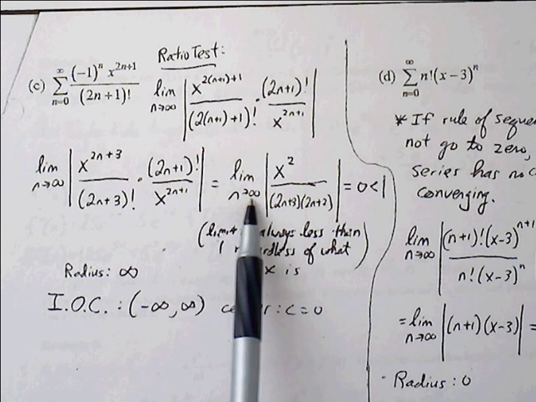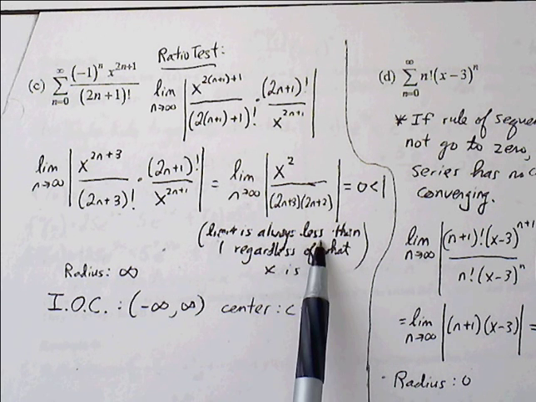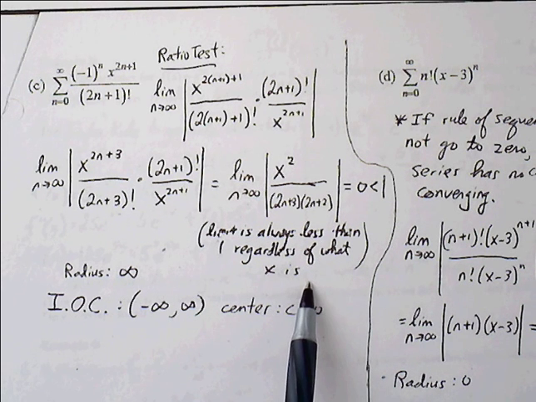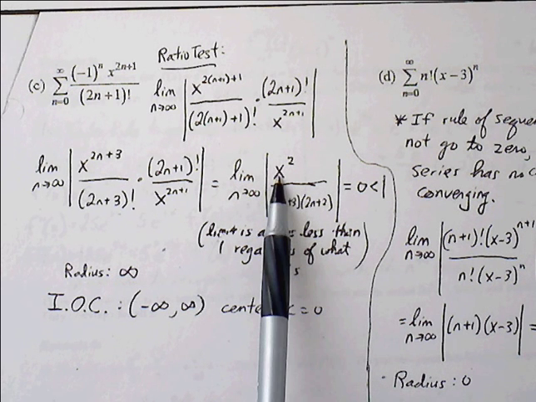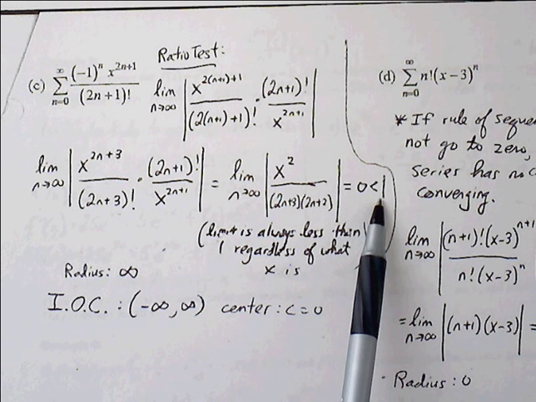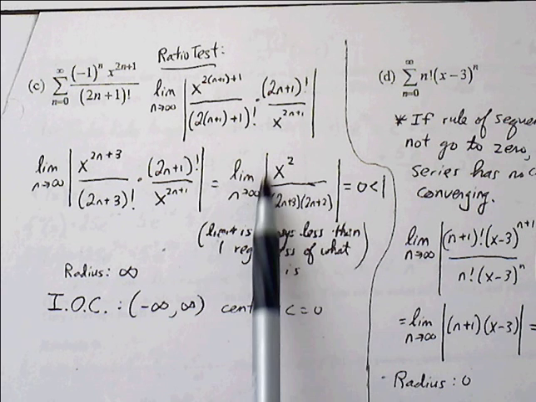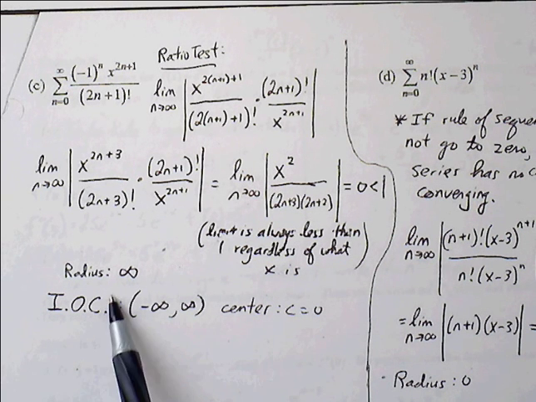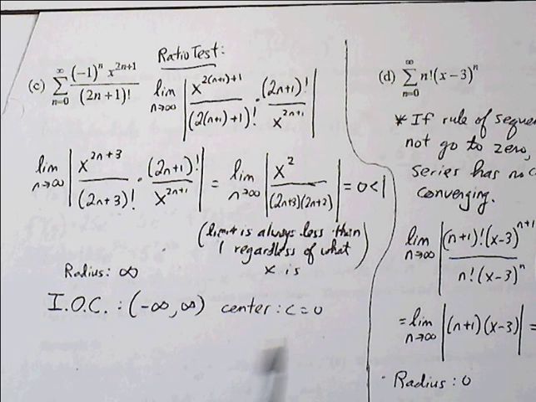All right, now limit as n approaches infinity. We see this is going to be n squared. The limit is always less than 1 regardless of what x is. So we know that this is going to increase a lot faster than this static value. So this expression will always be less than 1 because it will always come out to be 0, since this fraction will get closer and closer to 0. So therefore our radius is infinity, our interval of convergence is from negative to positive infinity, and our center is at 0.